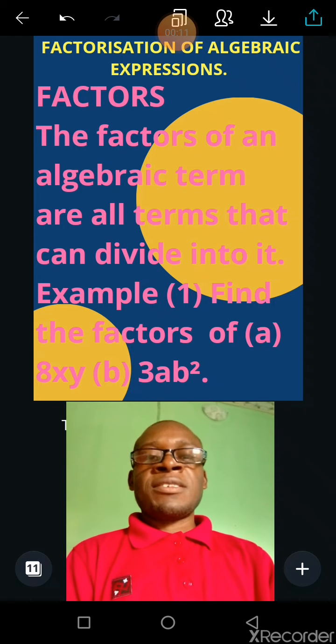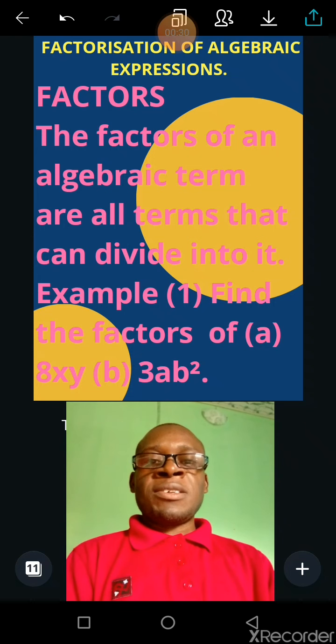The topic we are considering today is factorization of algebraic expressions. Before you can factorize algebraic expressions, you should know what factors are all about. Factors. The factors of an algebraic term are all terms that can divide into it. Example 1. Find the factors of a, 8xy, b, 3ab squared.